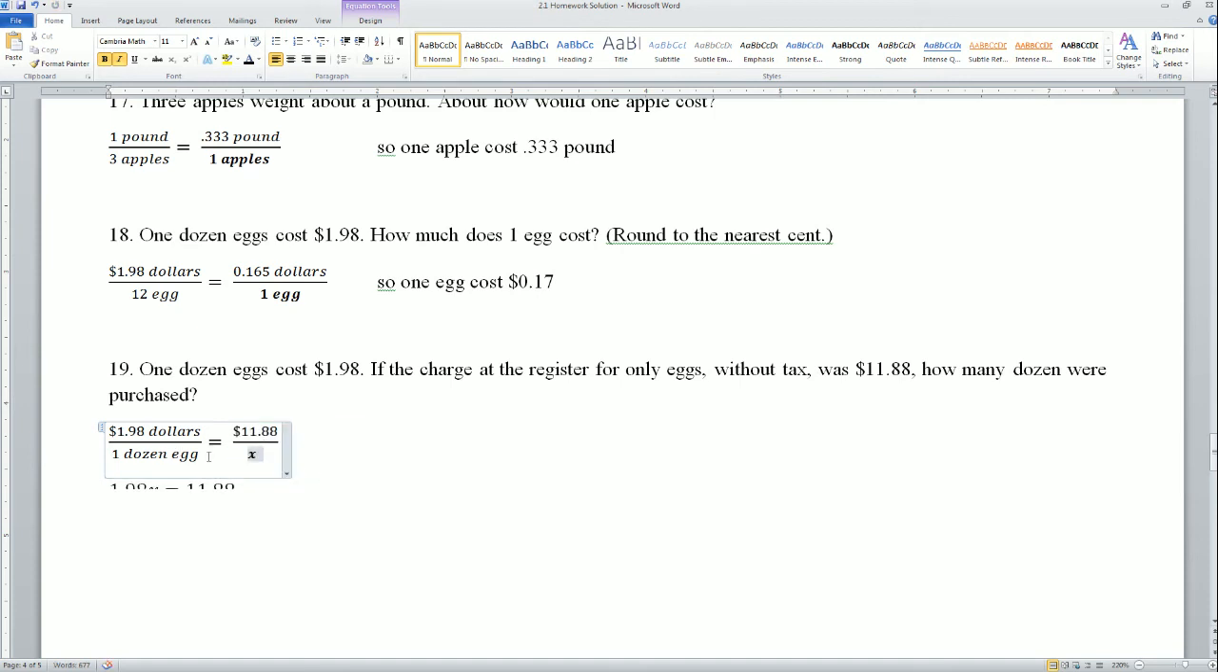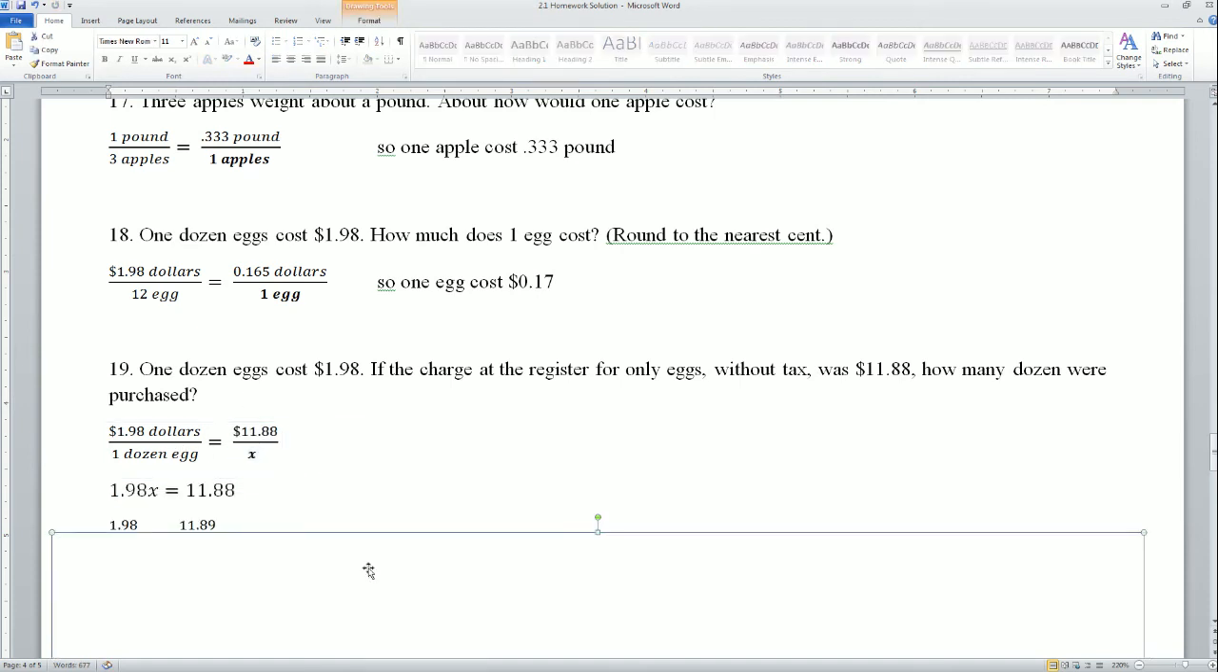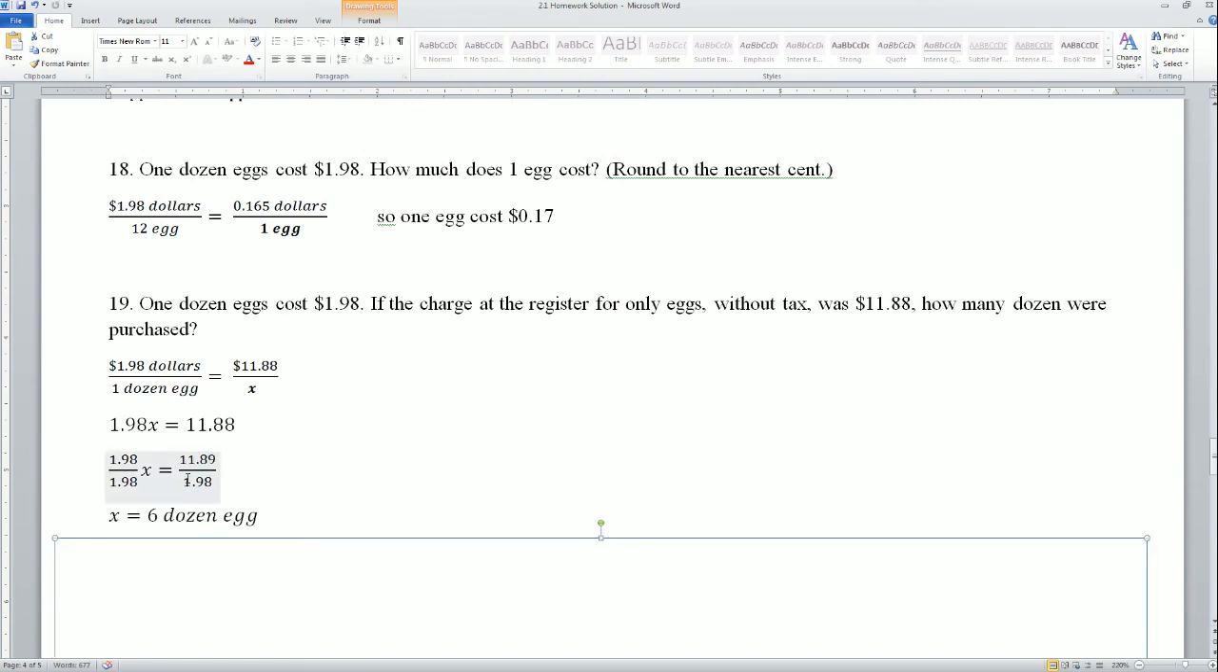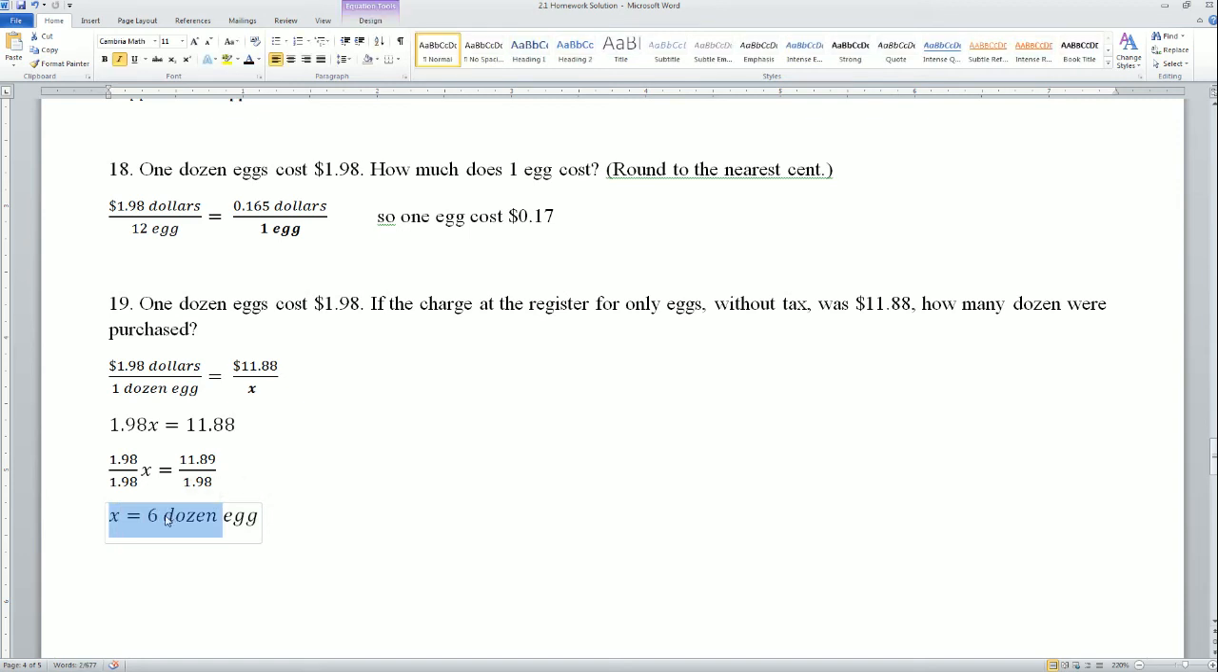When you set up two ratios comparing to each other, you can cross multiply. So x times 1.98 is 1.98x. On the right hand side, 1 dozen times 11.88 is just 11.88. Divide to get x alone. You should get x: 11.88 divided by 1.98 is 6. So you would say x is 6 dozen eggs, because you see the unit here is dozen eggs, so the unit here is also going to be dozen eggs.